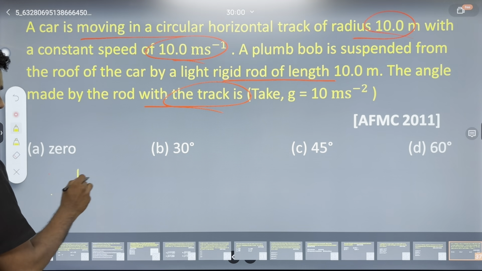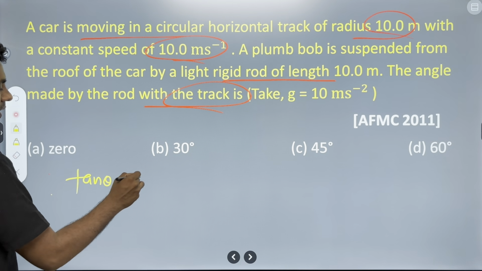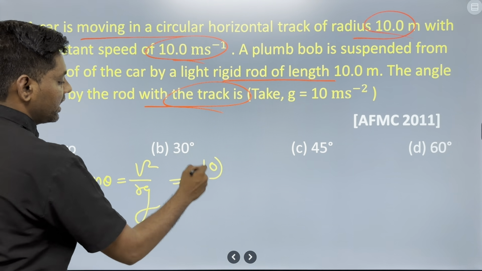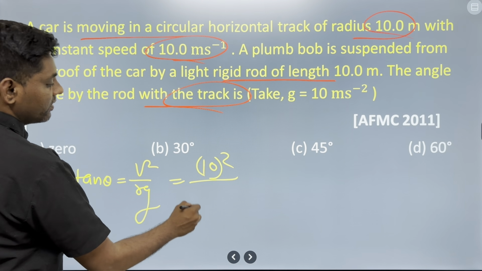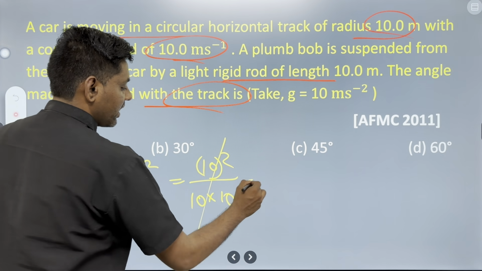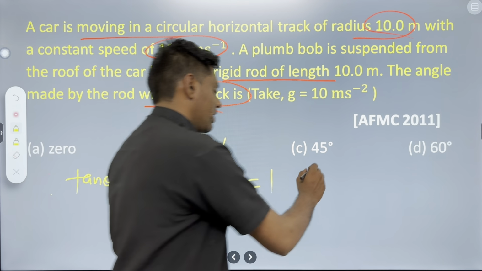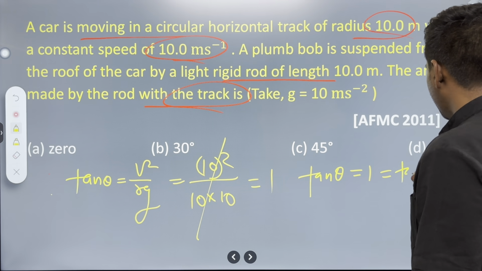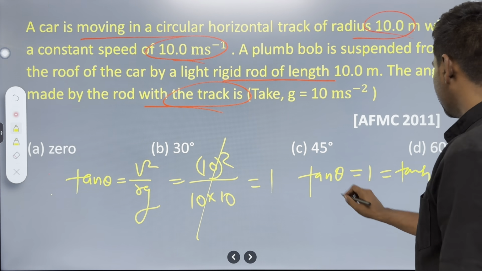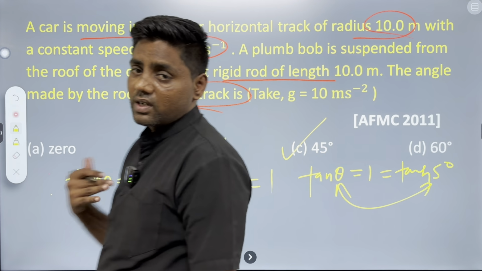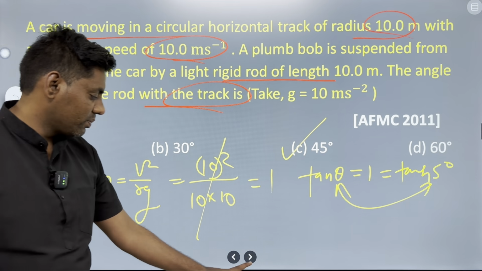It is very simple. Tan theta equals v square by r g. Speed is given as 10, so 10 square divided by radius, which is given as 10. Acceleration due to gravity is again 10. So everything cancels and it becomes 1. So tan theta equals 1. So it becomes tan of 45 degrees. So we can conclude that the angle is 45 degrees. So option C is the correct answer of the given example.